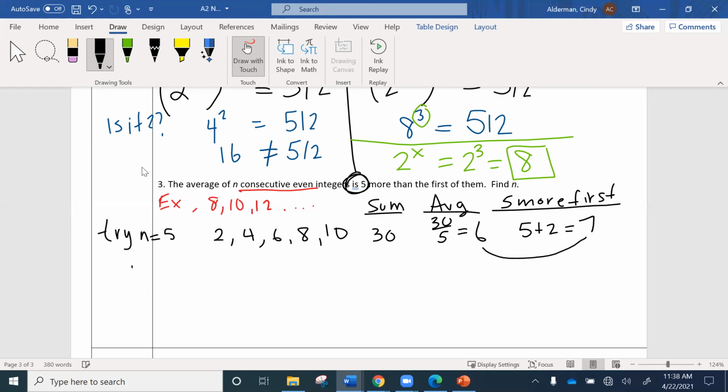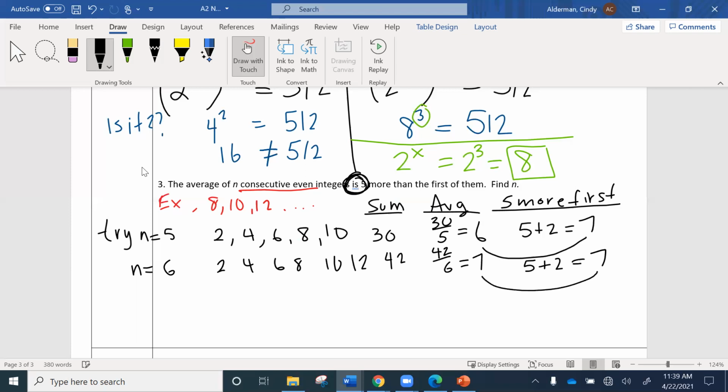So instead of 5 numbers that you're adding up, let's try 6. So let's say 2, 4, 6, 8, 10, and 12 this time. So there's 6 numbers. The sum, if you added all those numbers up, would be 42. And the average would be 42 divided by 6, which is equal to 7. 5 more than the first number in this series, which was 2, is equal to 7. So remember what's supposed to be equal, right? The average is supposed to be equal to 5 more than the first number you chose. So that's true, right?